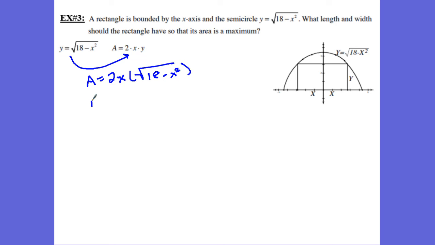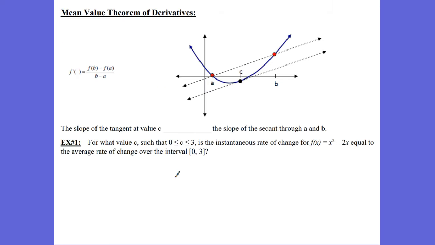What do I want to do? I want to take this derivative, set it equal to 0. You can do that in your calculator using your solve function, and you will end up finding that x is going to be equal to 3, which means y is going to be equal to 3 if we use my original function, which means the maximum area is going to be 18 right there. Okay, so that is optimization problems. We're basically using the first derivative test.